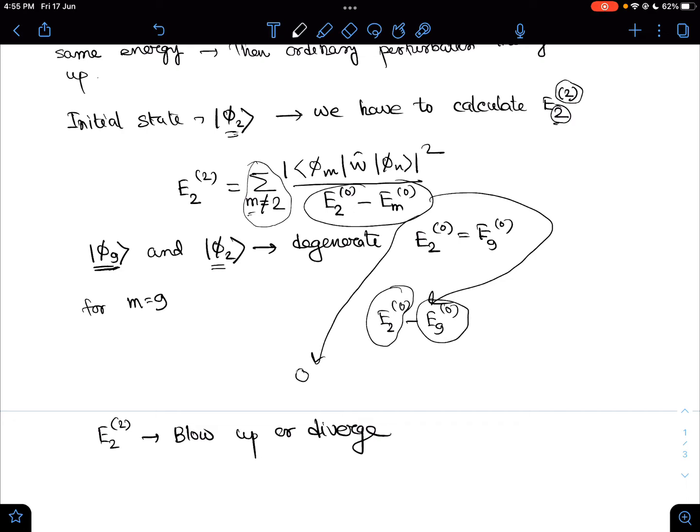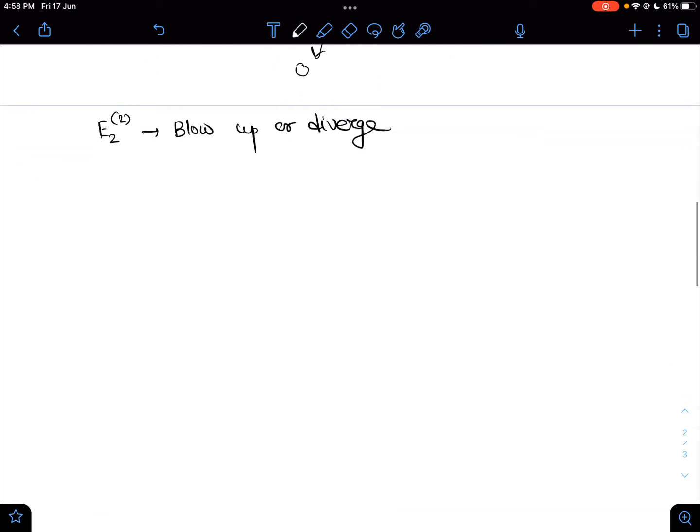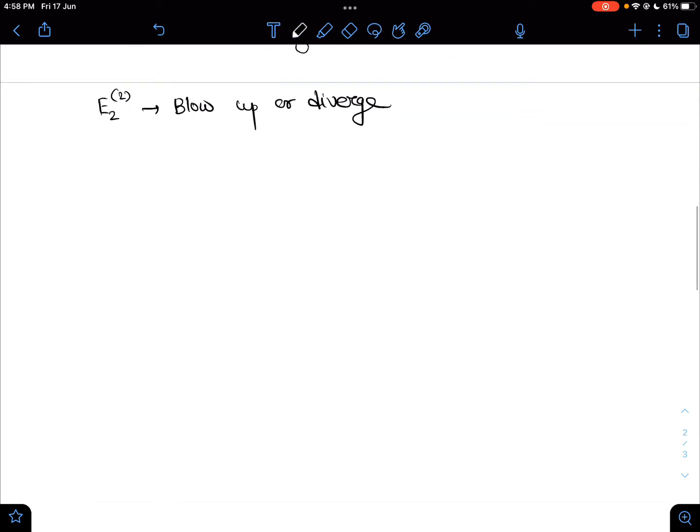Now we have to find an alternative way to tackle these degenerate eigenstates. First, let us proceed with the twofold degeneracy case, where we have two eigenstates which are degenerate.